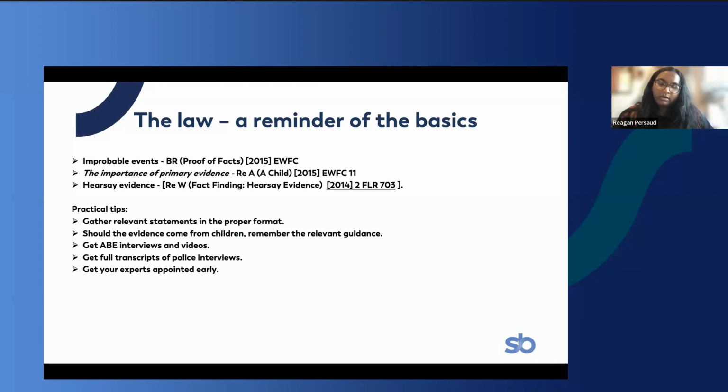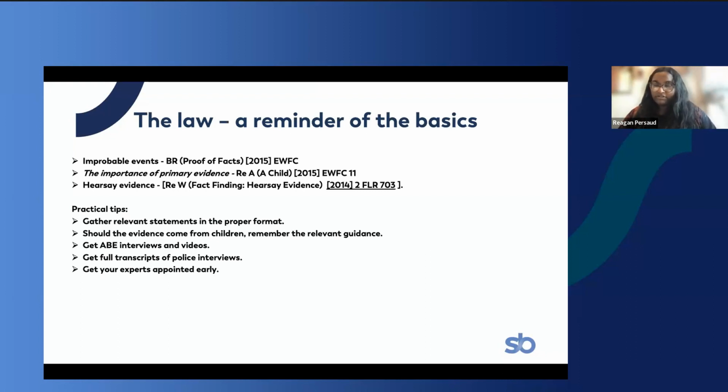So it's quite relevant for the local authority and for the parents, if you wish to criticise the local authority, to be aware of this case and to understand that the primary evidence is very important, because in this case, once we had the primary evidence, Mumby did not feel that the local authority was able to make out its case. Where does that leave you? Well, gather relevant statements in the proper format. What I mean by that is Children Act statements.